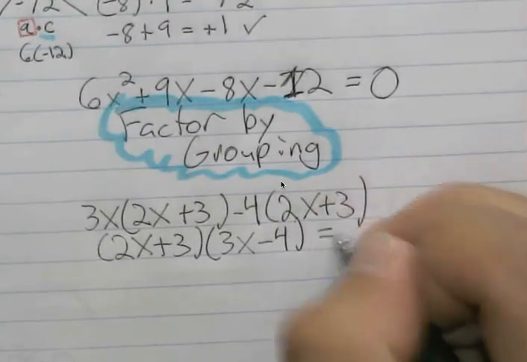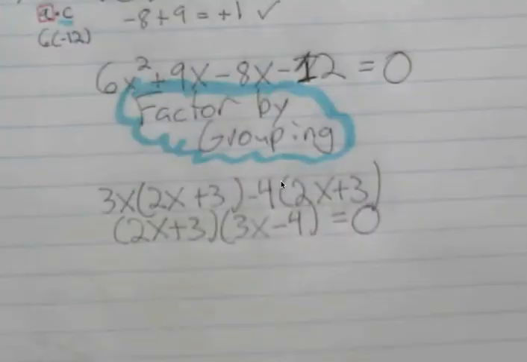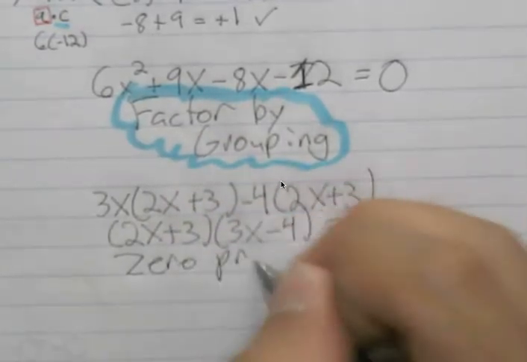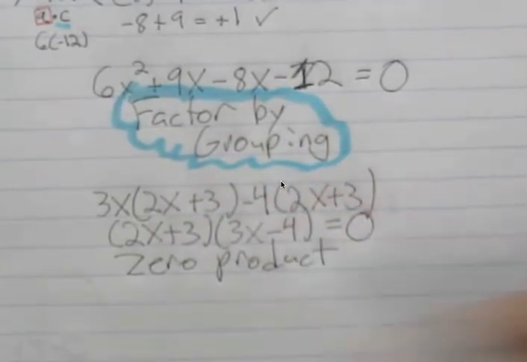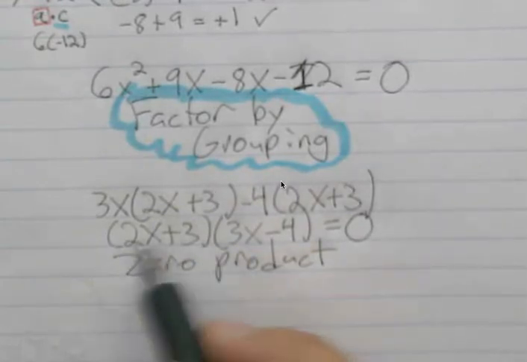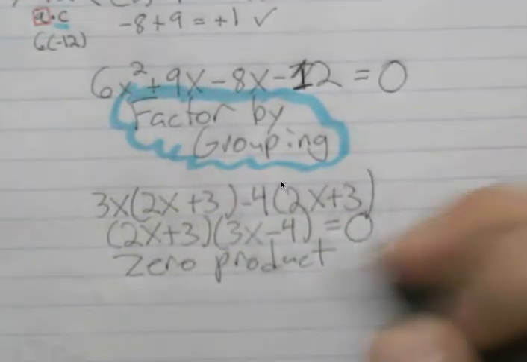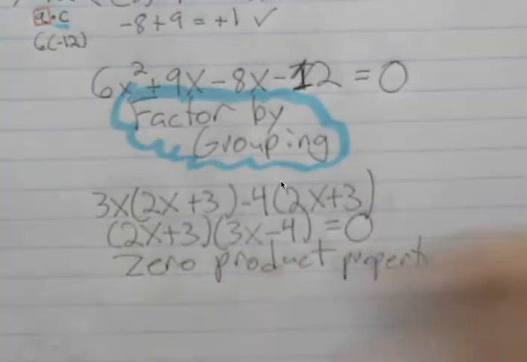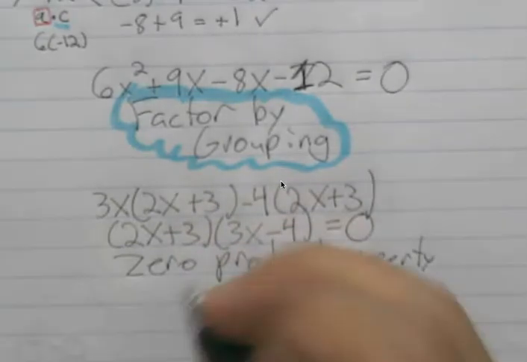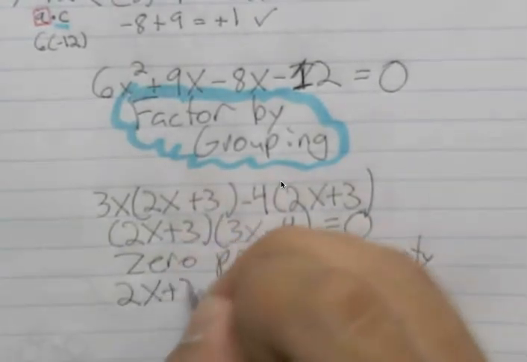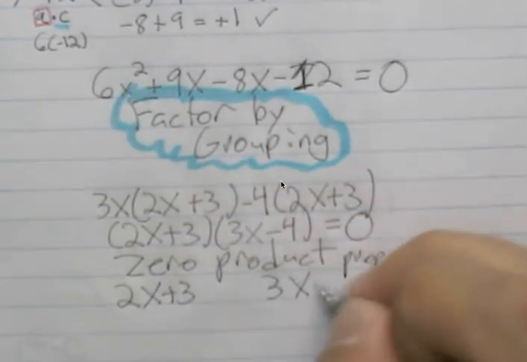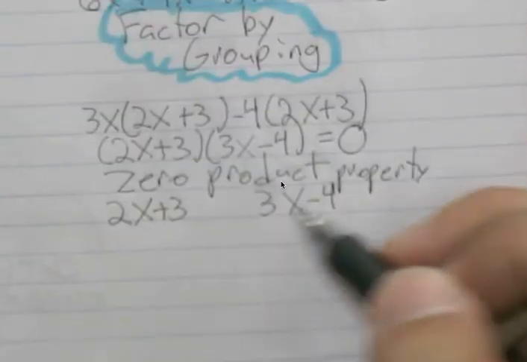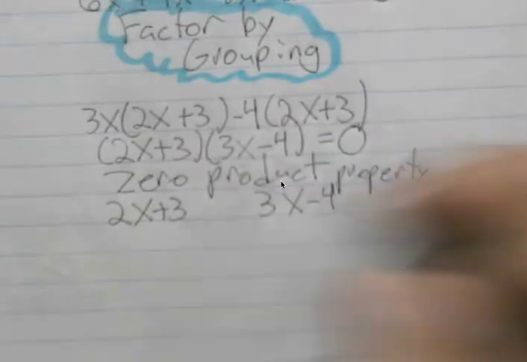This all equals 0. This is going to be using the zero product property from Algebra 1, where it's saying that out of these factors, one of these could be equal to 0. So this is the zero product property. If you need to look it up, go for it. But it's pretty much saying that we have two factors, 2x plus 3 and also 3x minus 4. And since this is set equal to 0, one of these could be equal to 0, and then that would make the whole statement true.